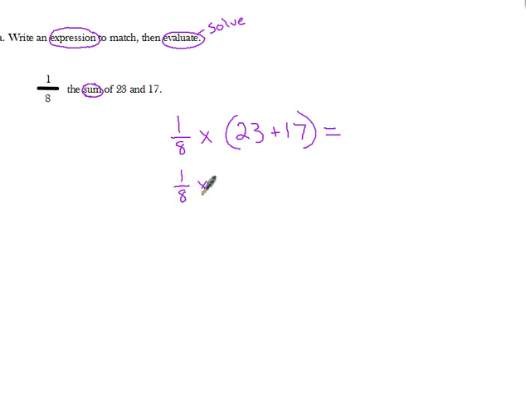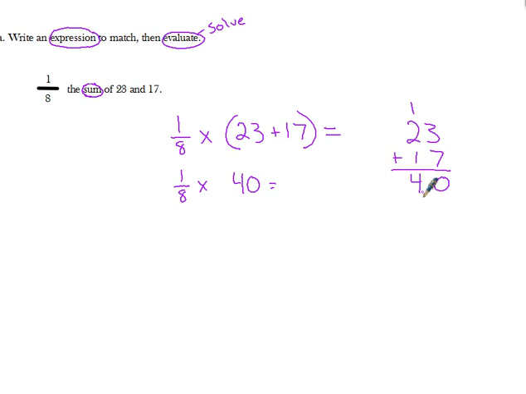1/8 of. Now to solve here, 23 plus 17. 2 tens plus 1 ten equals 3 tens, or 30. 3 ones and 7 ones equals 10 ones, or another 10. So 23 plus 17 is going to equal 40. If I'm not sure, I can do a little scratch work over here. 23 plus 17. 7 and 3 is 10, carry the 1. 2 plus 1 is 4, 40.